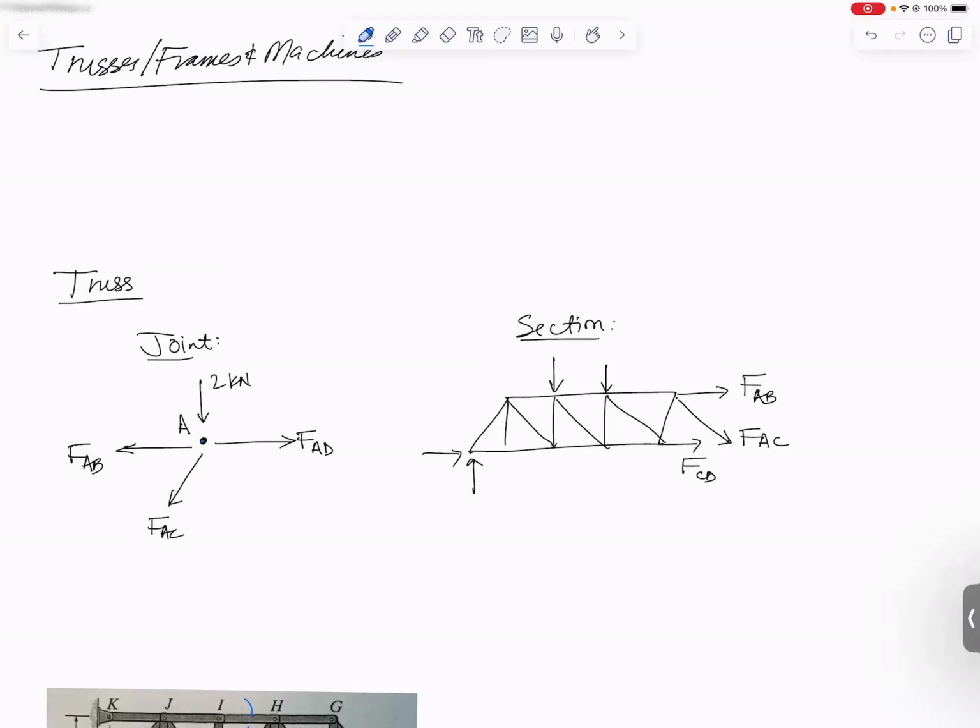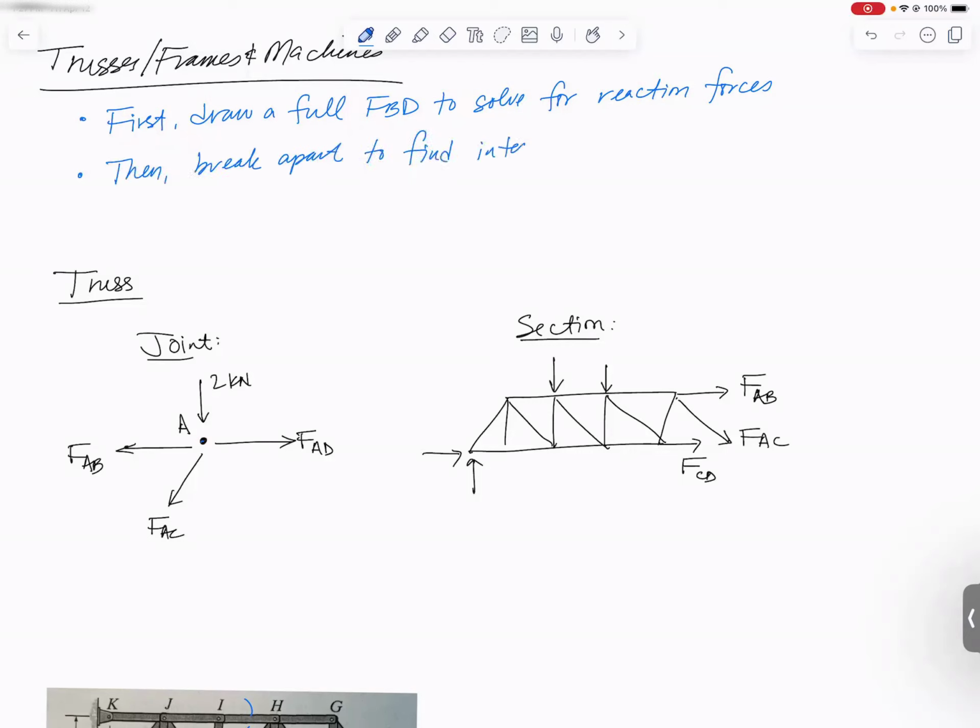So the overarching guidance I have here for the vast majority of these problems is first, draw a whole free body diagram, a full, complete free body diagram to solve for the reaction forces. Very few cases where you aren't going to need that whole free body diagram. Then, once you have those reaction forces, break it apart to find internal forces. And when you're doing that, especially with trusses, don't forget to include those reaction forces that you solve for. We'll look at a couple of examples in just a minute.